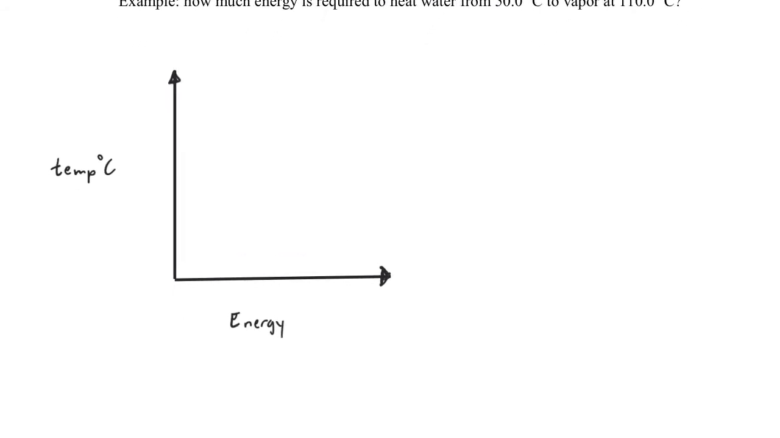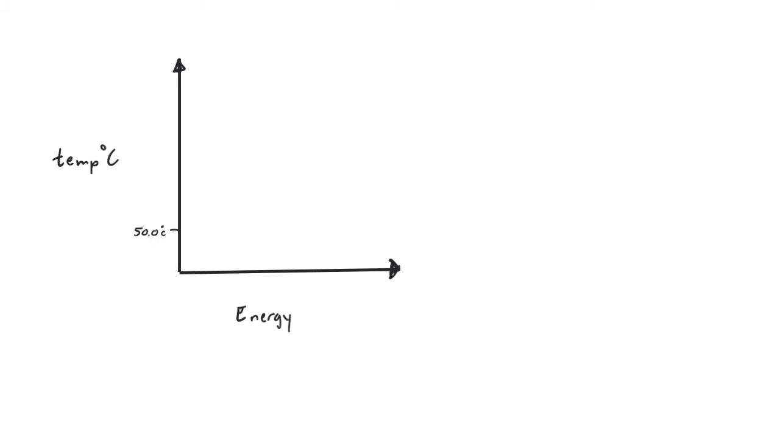So the first thing we want to do on our graph is show some of the temperature points that we're going to get to. So we're starting at 50 degrees Celsius, and we're going to heat that water all the way up to a vapor at 110. But let's not forget that before that liquid water can get to 110 degrees C, it has to go through a phase change. And that phase change happens at the boiling point for water. So we're going to go from 50 degrees C up to 100 degrees Celsius first.